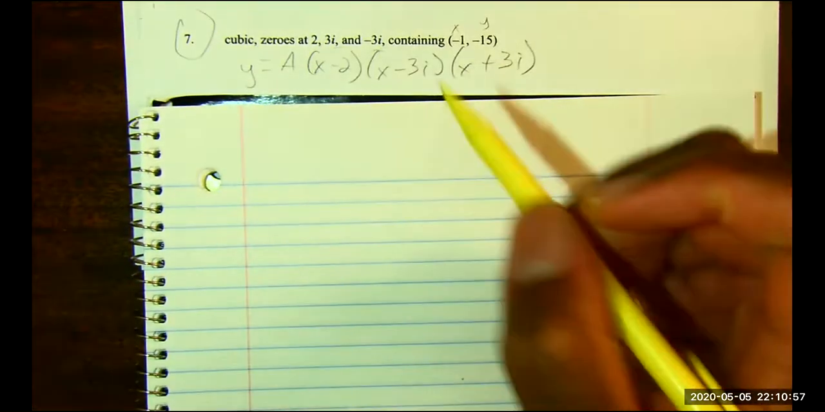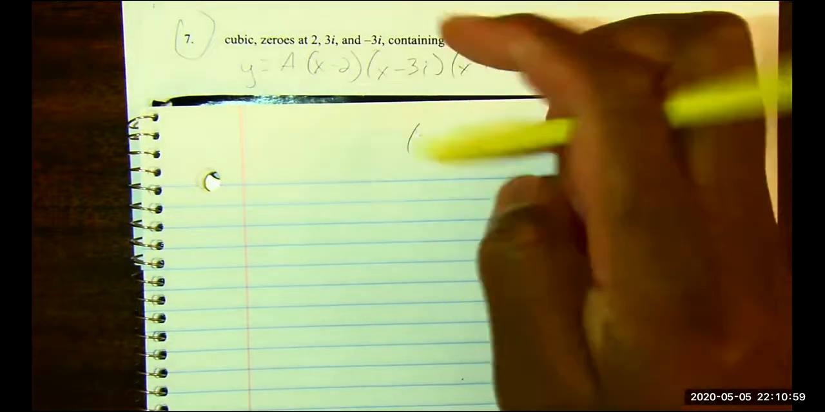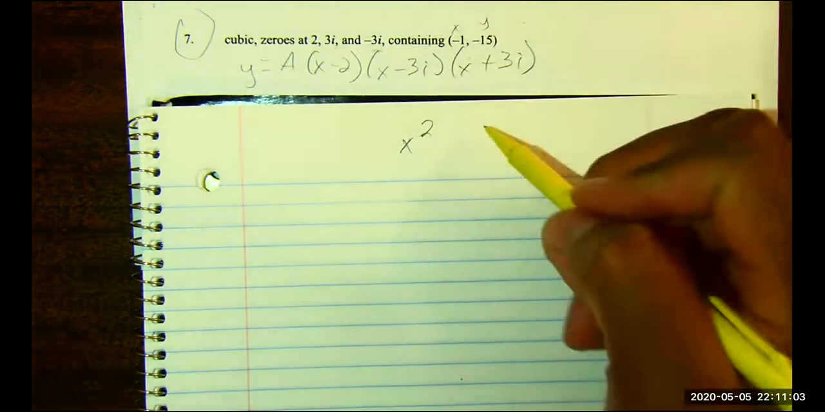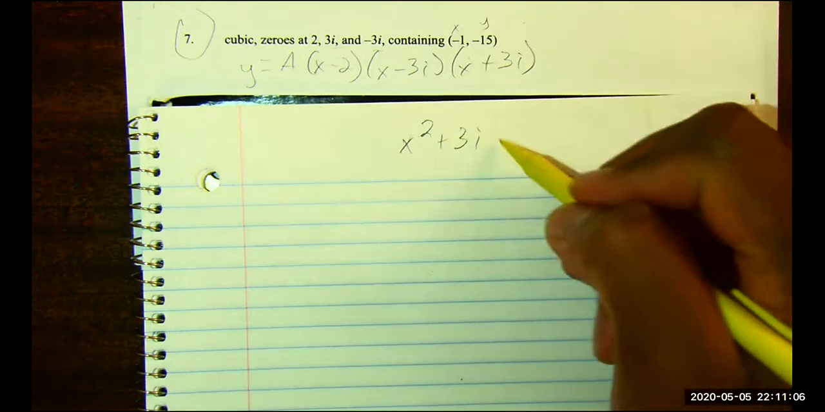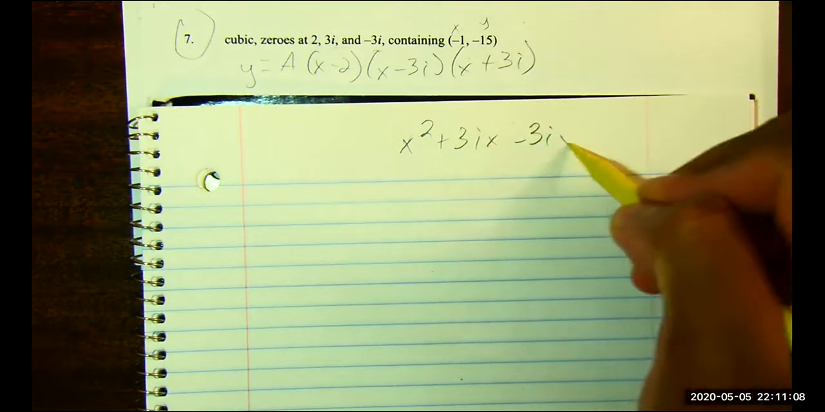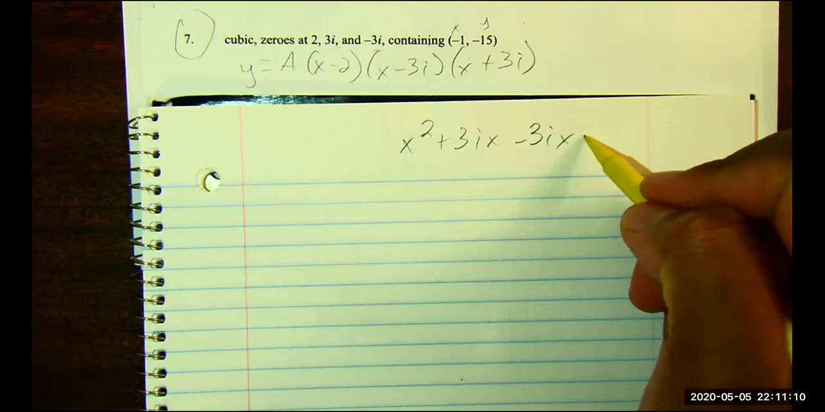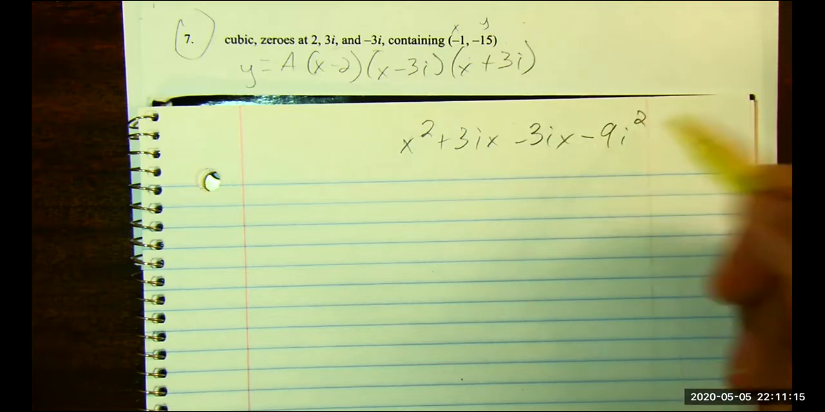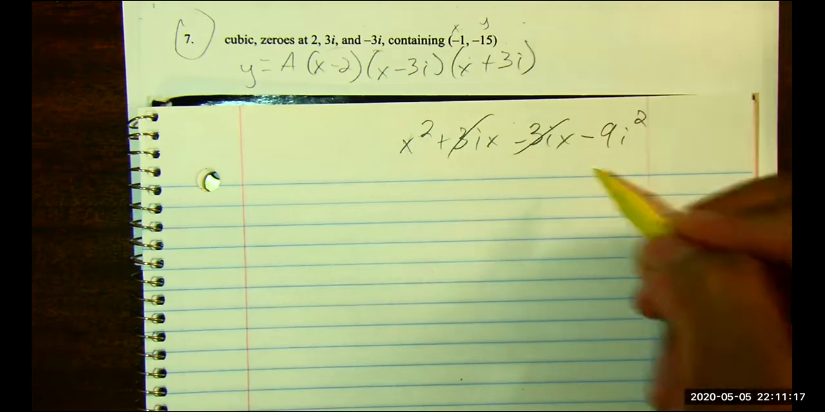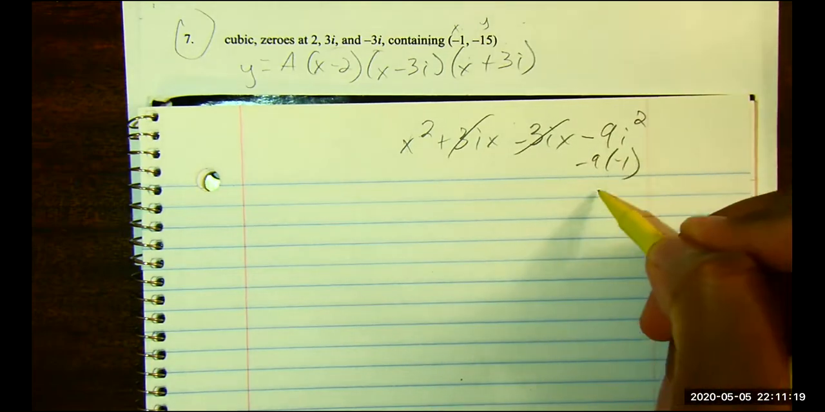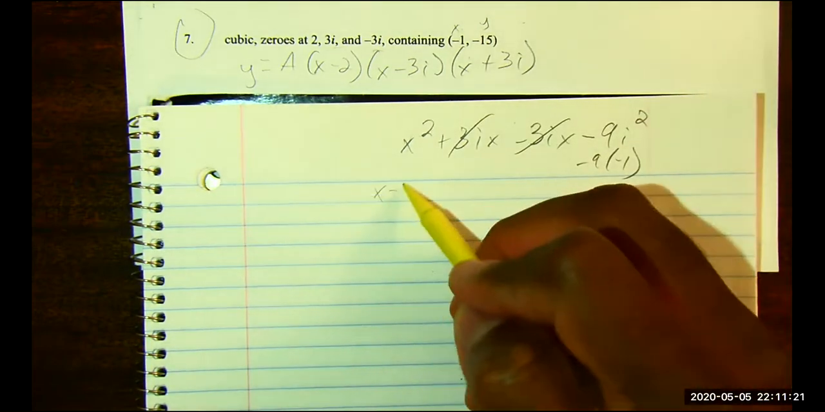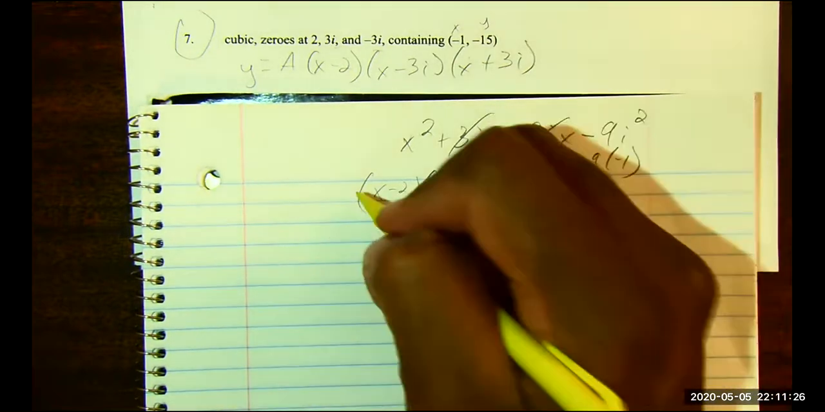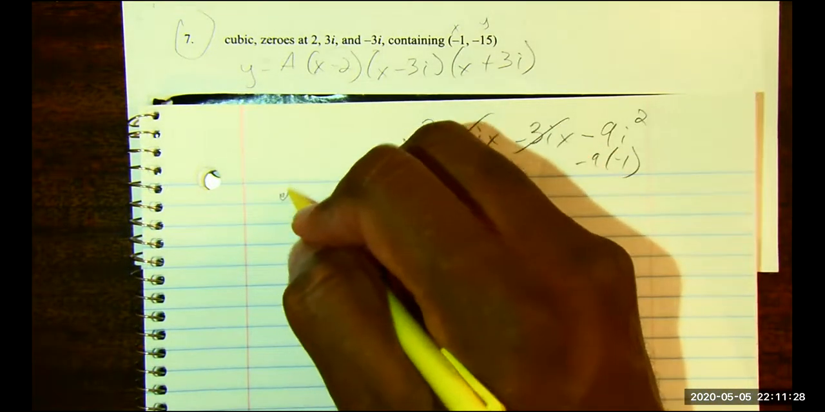Let me just work this out. In my head, I always say FOIL because I'm very absent-minded, and it helps remind me to keep track of everything. Okay, -9i squared, cancel, cancel, -9, -1, +9. So we have (x minus 2) times (x squared plus 9), a, y equals.